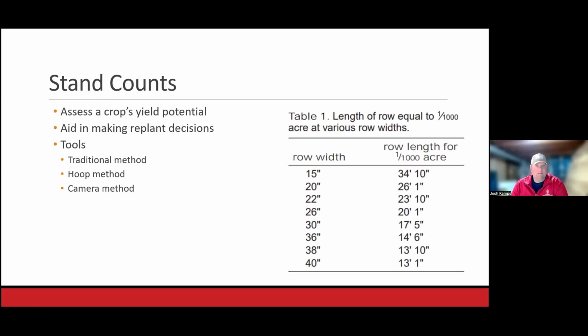So to begin with stand counts, it's as simple as it sounds. We are counting, getting an idea of that crop stand in the field. So how many plants are in a certain field, the density of those plants across that acre of land. It might help us assess that crop's yield potential. There are obviously a lot of factors with a crop that has just emerged that impact yield potential, but the amount of plants per acre is one of those main factors.